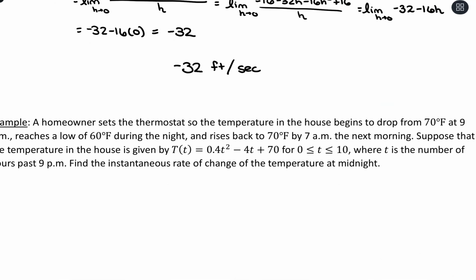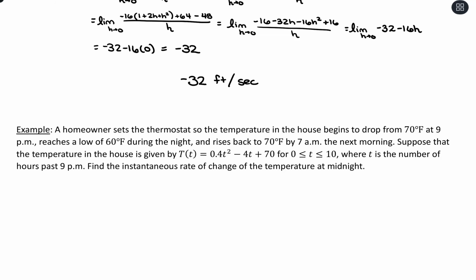Let's take a look at another example here. A homeowner sets the thermostat so the temperature in the house begins to drop from 70 degrees Fahrenheit at 9 p.m., reaches a low of 60 degrees Fahrenheit during the night, and then rises back to 70 degrees Fahrenheit by 7 a.m. the next morning. Suppose that the temperature in the house is given by this function here, for t between 0 and 10, where t is the number of hours past 9 p.m. Find the instantaneous rate of change of the temperature at midnight.